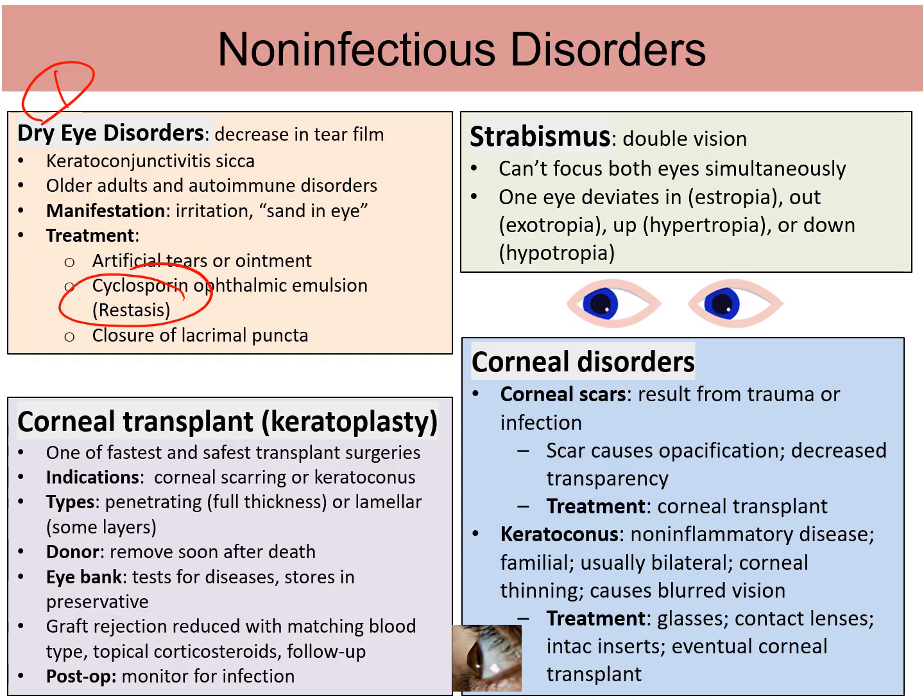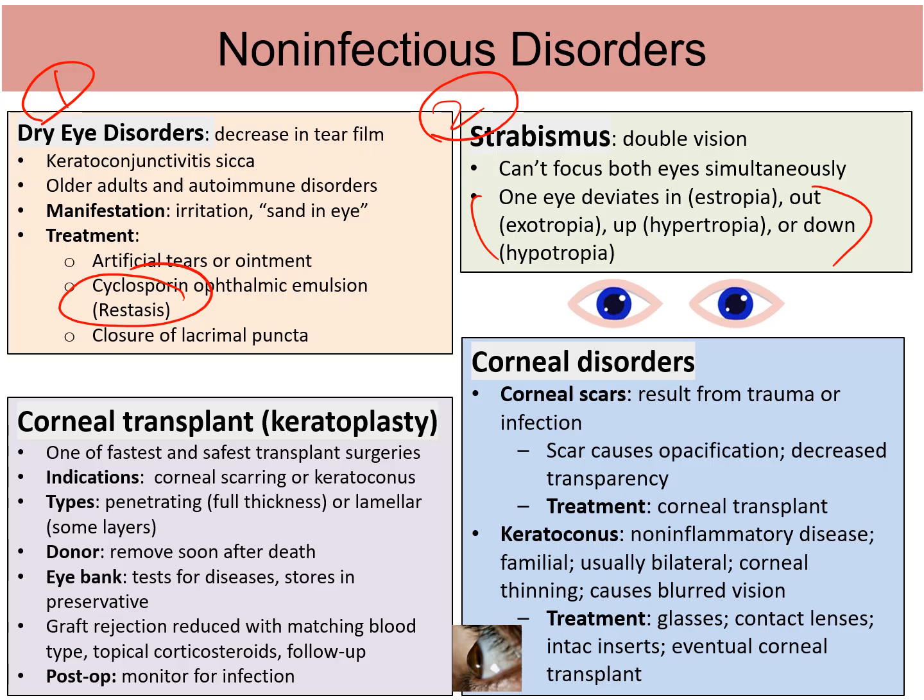in our eyes. Okay, moving on here to strabismus. That is another word for double vision. That's when your eyes can't focus at the same time. So one will deviate in, out, up, or down. And then we have words to describe that here.